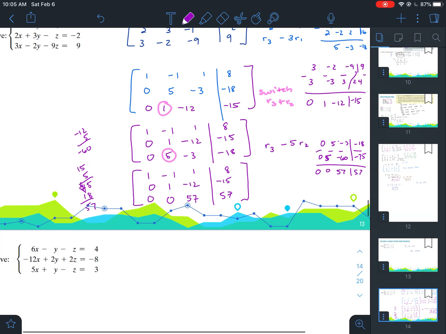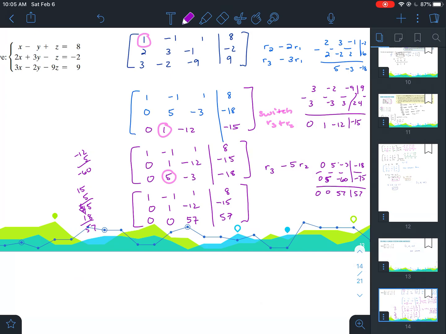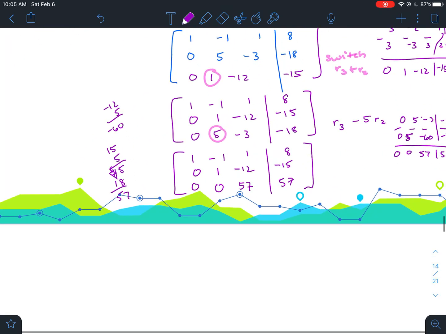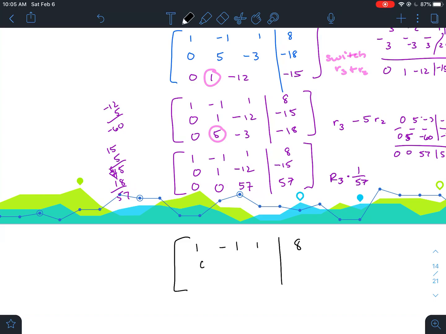And then I need to make that last entry in the third row 1. So I'm going to multiply row 3 by 1 over 57, or divide both of those terms by 57. And I would get 1, negative 1, 1, 8. I would get 0, 1, negative 12, and negative 15. And I would get 0, 0, 1, and 1.